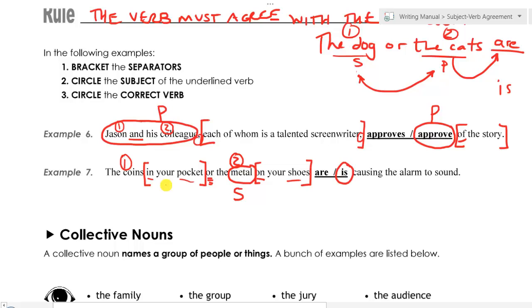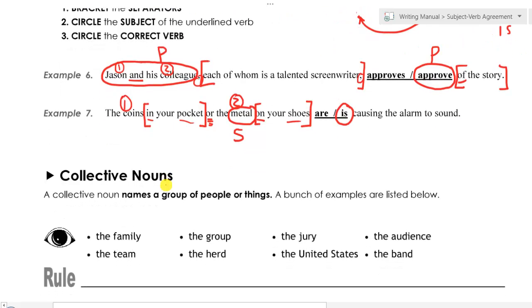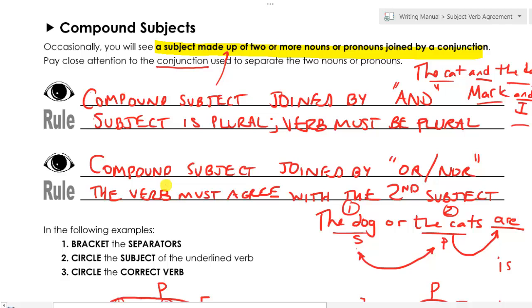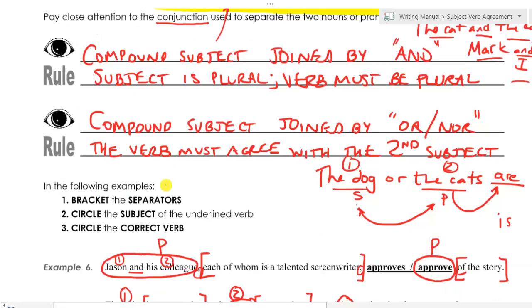Tricky sentence. You've got to make sure that you're really on your toes about what's a separator and what's not a separator, and what's a compound subject, and so on and so forth. So that is yet another way that ETS might make it difficult for us to know whether we need a singular or plural verb: compound subjects.